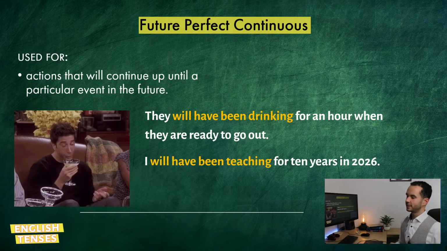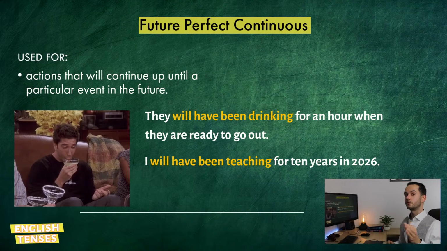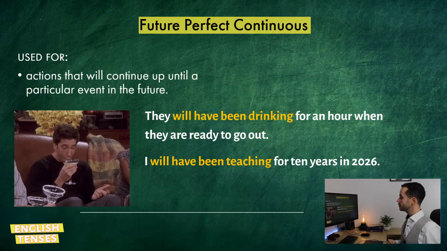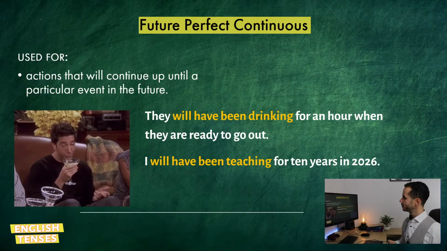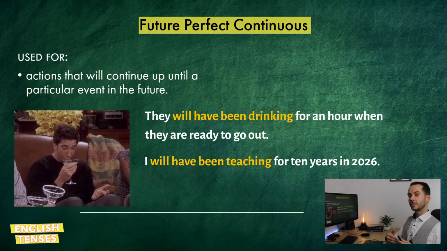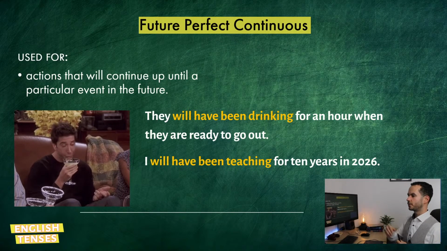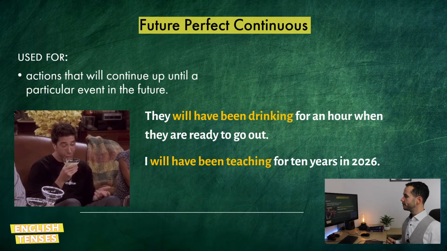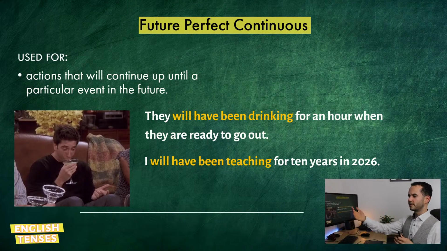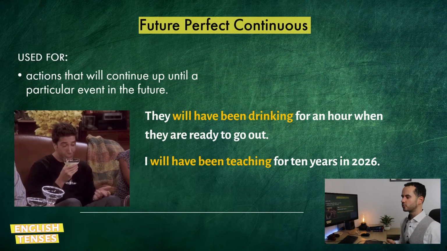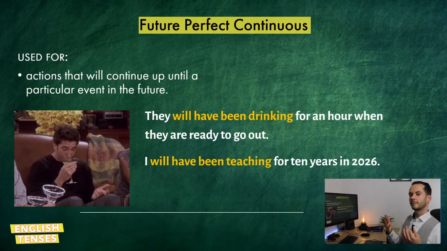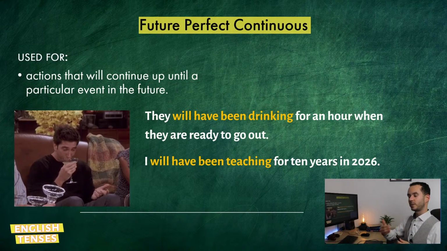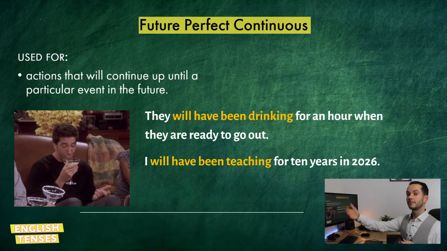This is a different example that has nothing to do with alcohol. And of course, don't drink if you're underage because drinking is bad for you. I will have been teaching for 10 years in 2026. We'll talk about something in the future. We're looking at 2026. I'm teaching now and I will probably still be teaching in 2026. So when I look in the future and then look back at the time I've had as a teacher, I might say something like, I will have been teaching for 10 years in 2026, because I'm still doing it. I expect that it will keep going on in the future.